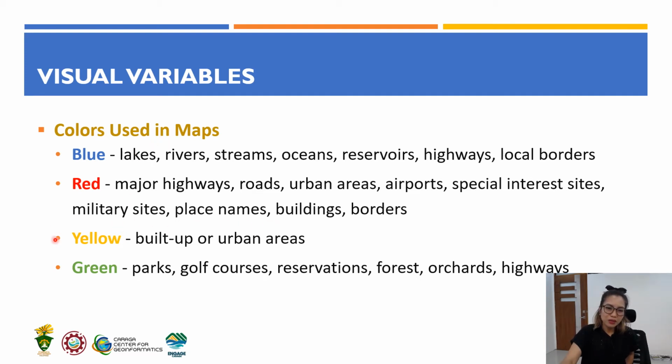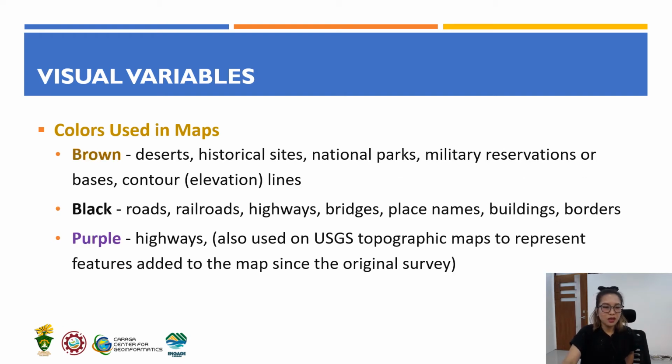Yellow for built-up and urban areas. That's possible. Green for, well, forests or reservations. Yes, that's correct. Reservations, parks. So that could be some ideas that you can follow or use when we see a map. Okay, so we also have brown, black, and purple.